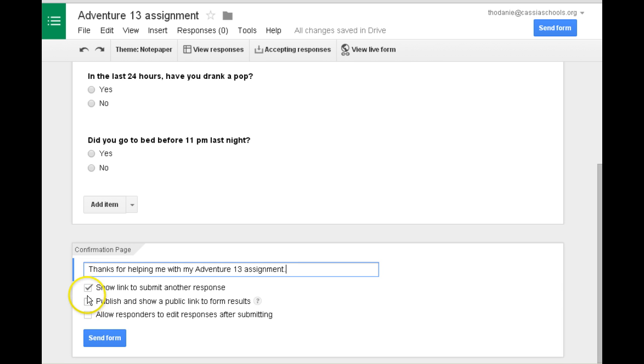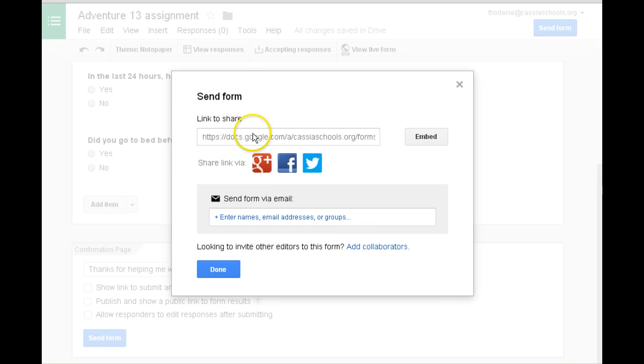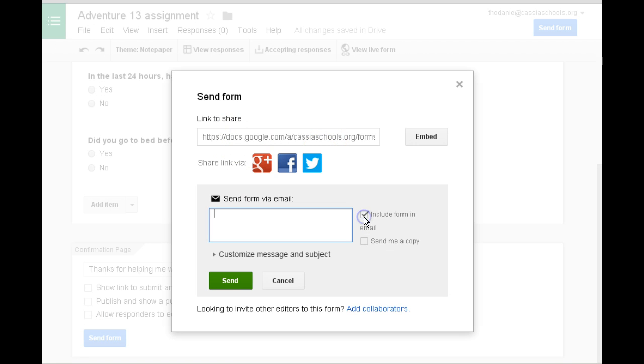Okay. And it says publish and show a public link to form results. No, I don't want them to see the results necessarily. So I'm just going to do that, and then I'm going to hit send form. So I have a link I can share, but what I do is include the form in the email, and now I'm going to put in the names of my students that are going to do this for me.